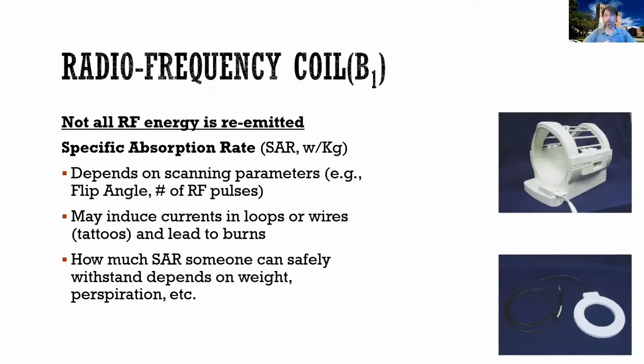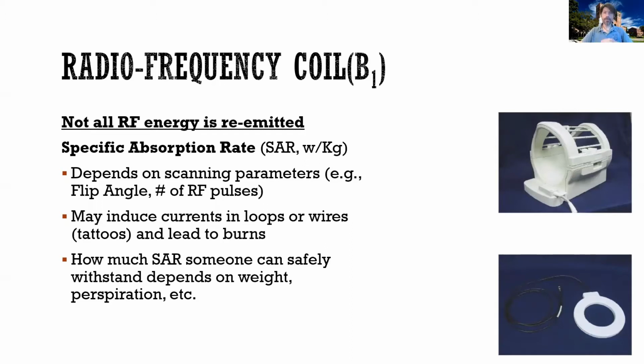So the specific absorption rate is really a function of two things: the weight of your participant, because that determines just how much energy they can withstand, and how much energy the particular sequence you're using is emitting. And as I said, this is a function of many things, including the flip angle and just the number of pulses that a certain sequence needs. And you can really think of this as just how much energy we are emitting, and how much energy somebody can safely absorb without any risk. Now, the risk here is that this energy could induce current and therefore burns.